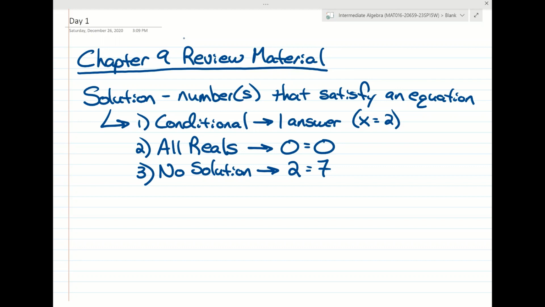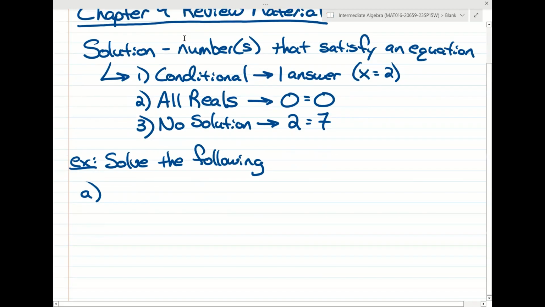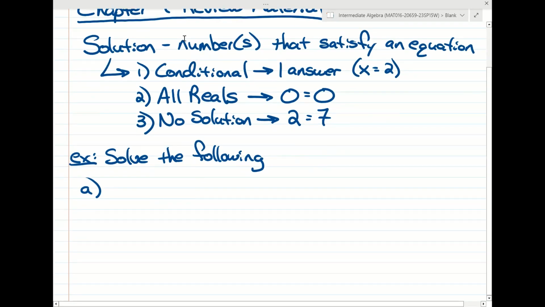What I wanted to do next, of course, is show you some examples of all of these. So let's kind of set things up. I'm just going to ask you to solve the following. And we'll start with -3 times (2x plus 1) is equal to 3x.